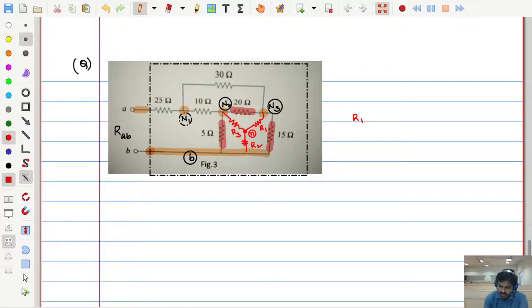So what I am trying to do is that for this given delta configuration, I will try to identify what are the nodes, which are N2, N3 and this node B. Between these three nodes, I will try to insert new star connection. Now I will try to find those star connected equivalent values like this. What is R1? R1 is here.